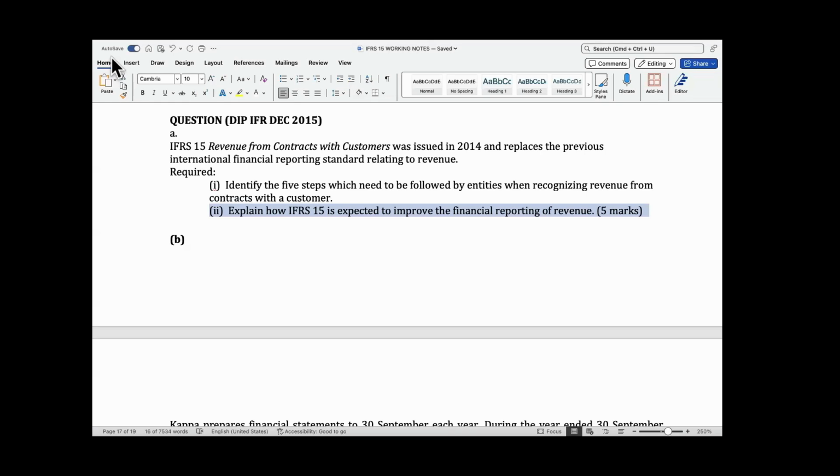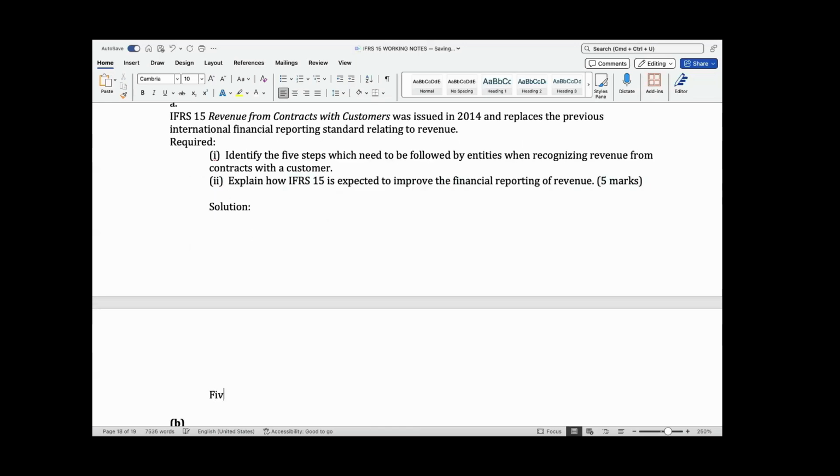Okay, Ufoma, let's try. Number one, you identify the contracts. Then you identify the performance obligation, sorry. Then the transaction price. Hold on, Ufoma, so let me follow you as you're saying it. The 5-step model.